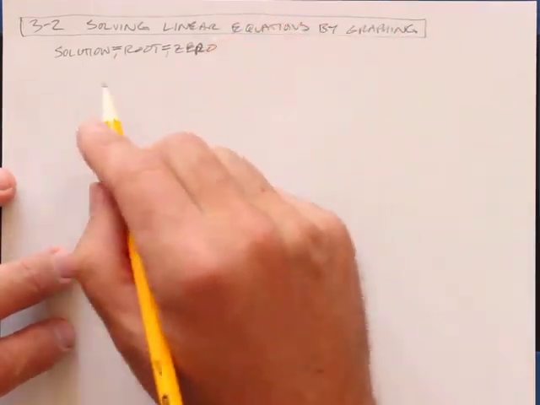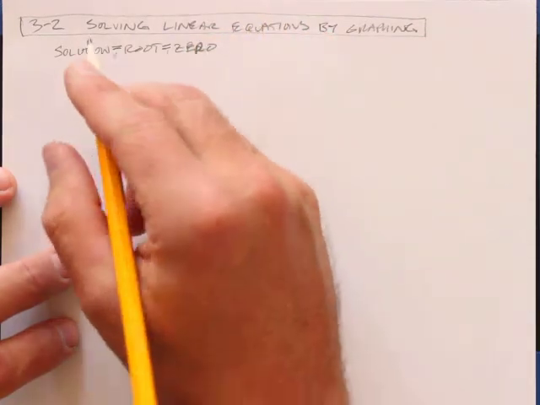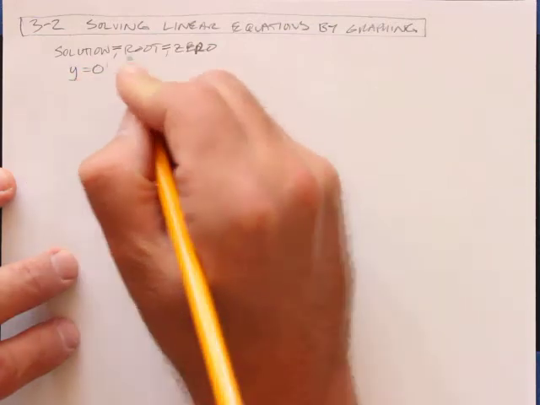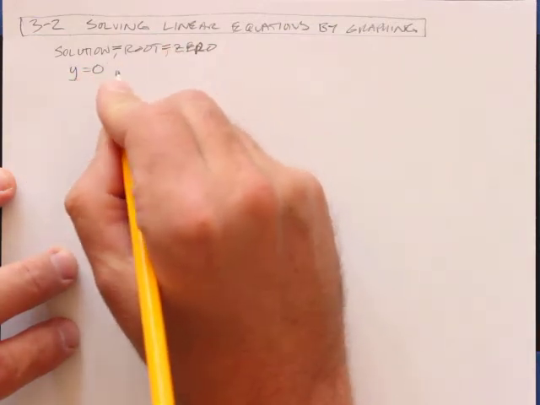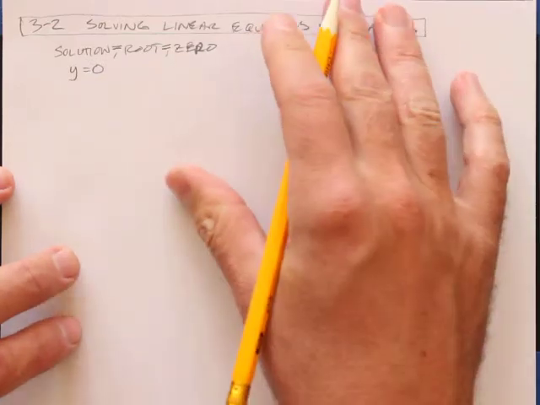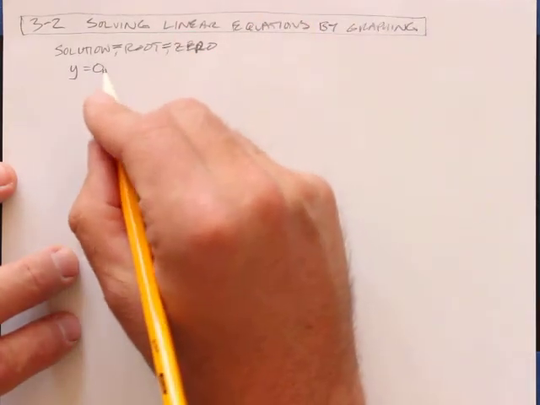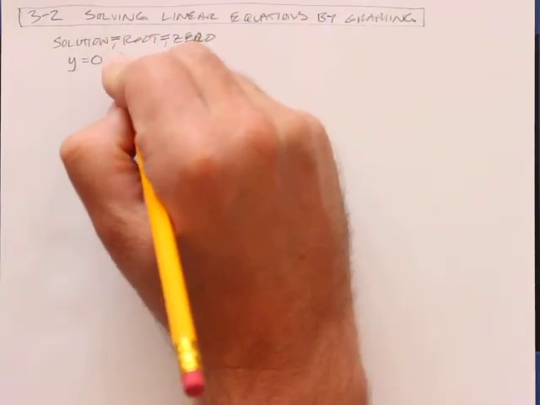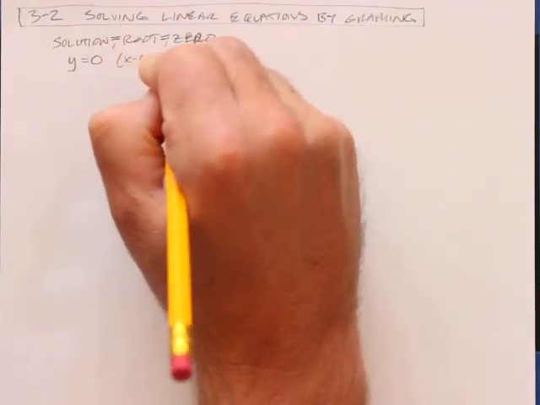And what we're going to do here is set the y equal to 0, and that is what's going to get us our root or our solution or our 0. What does x equal? So we could also be talking about the x-intercept.